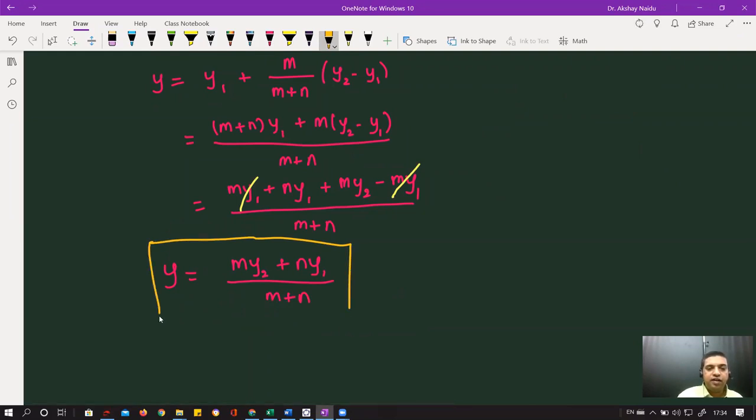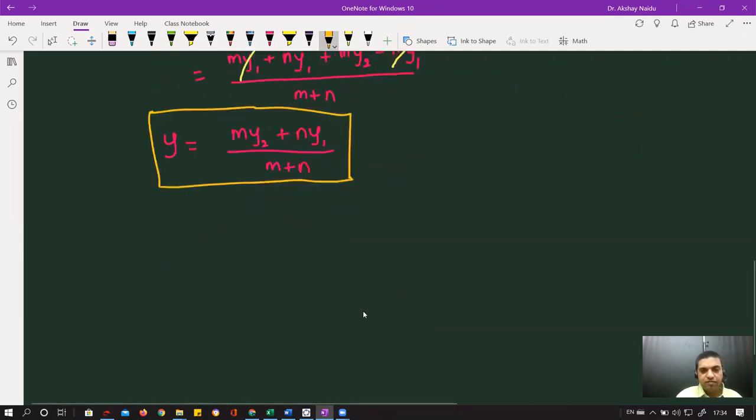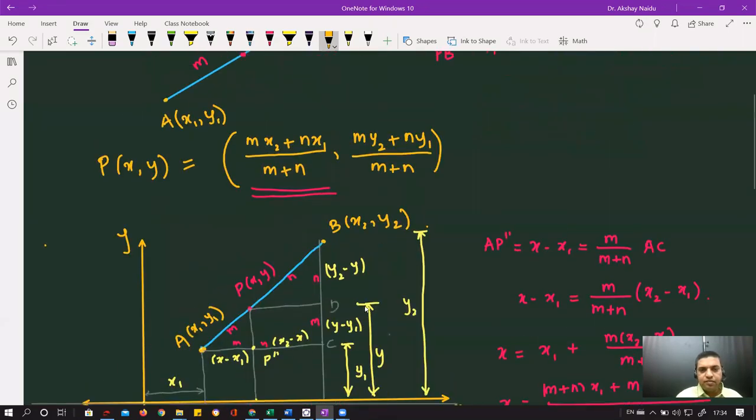This is what we had found, we had written earlier. Okay. This one, m y2 plus n y1 by m plus n. So this is the section formula for internal division.